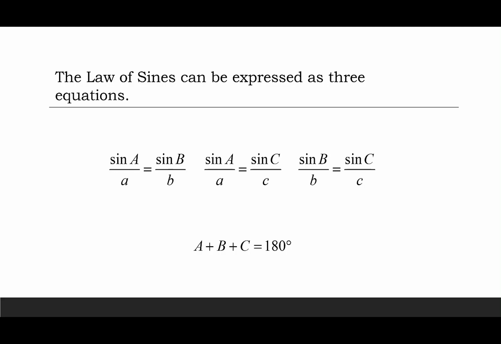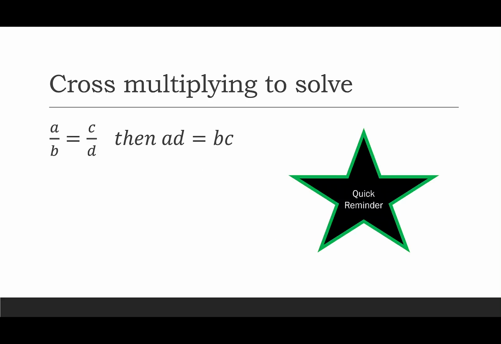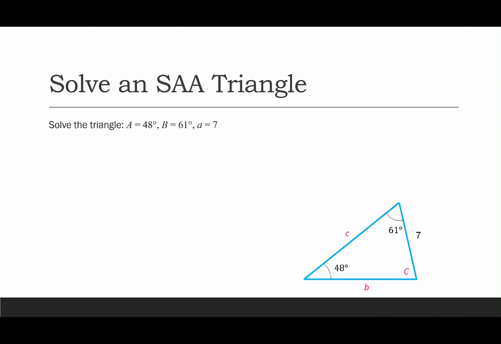Our angles A, B, and C will always add up to 180 degrees. Cross multiplication will be really important when we solve using the law of sines. So as a reminder, a over b being equal to c over d means that a times d is equal to b times c. Now we're ready to try our first problem.